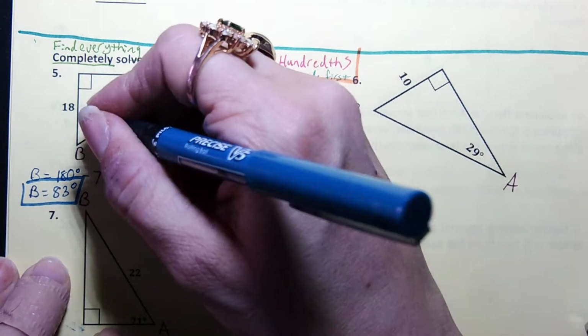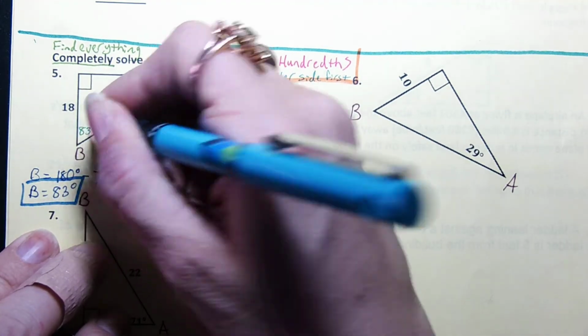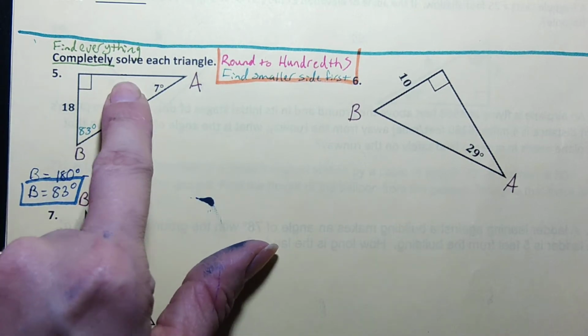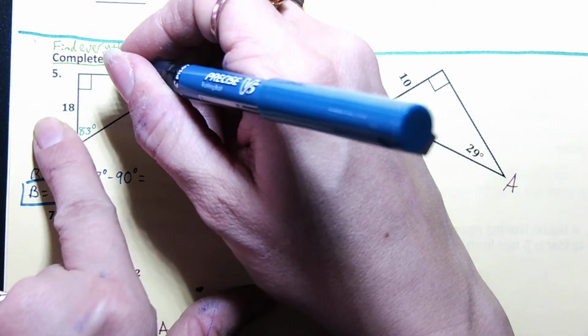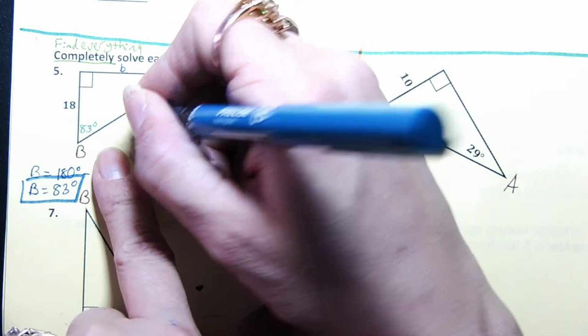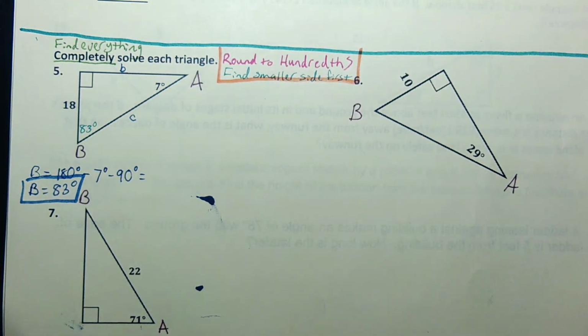Next, now that we know B is 83 degrees, we want to try to find our missing sides, and there are 2 of them. Which side is across from angle B? Side B. And across from the right angle? Side C. Can I use the Pythagorean theorem on this problem? Not yet, because I only know one of the 3 sides.